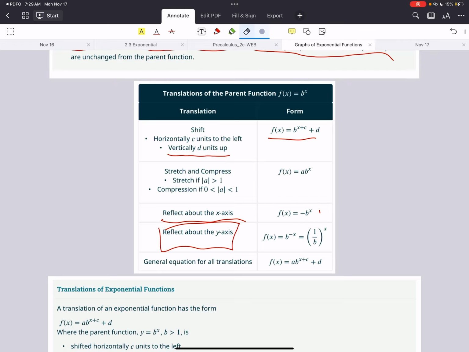The general equation for all translations would be the following, where a represents stretching or compression. Then we have c, which is shifting left and right, and d, which is moving upwards and downwards. And that is pretty much it.